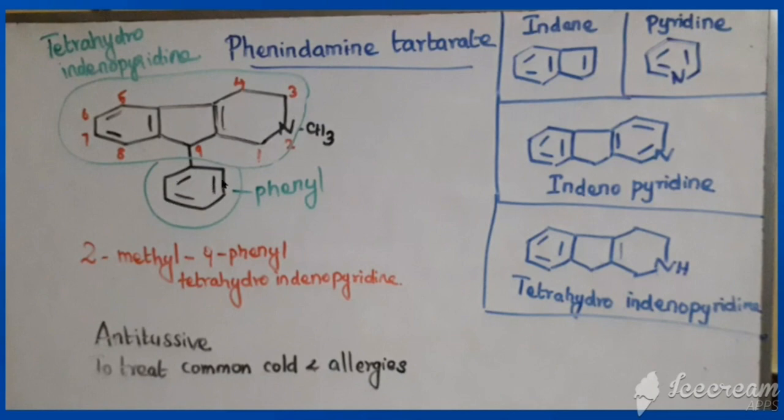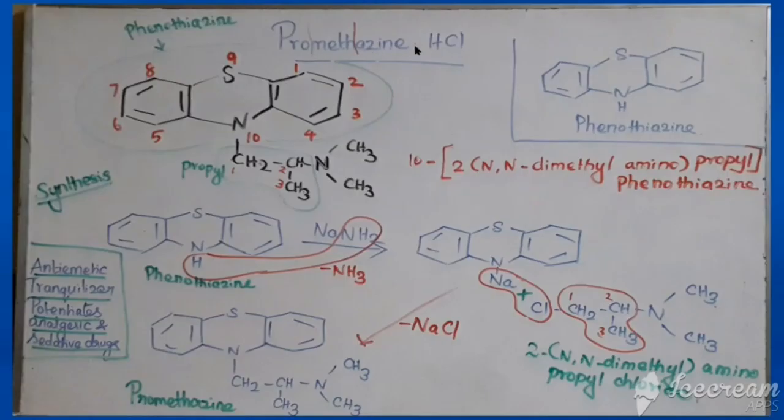So that is the structure of phenindamine. So what is phenindamine? That is having tetrahydroindenopyridine nucleus, and in second position it is having methyl, and ninth position it is having phenyl. So what is the chemical name? 2-methyl, 9-phenyl tetrahydroindenopyridine. What are the uses? It is used as an antitussive and used to treat common cold and allergies. So what is the heterocyclic ring present in phenindamine? That is called tetrahydroindenopyridine.